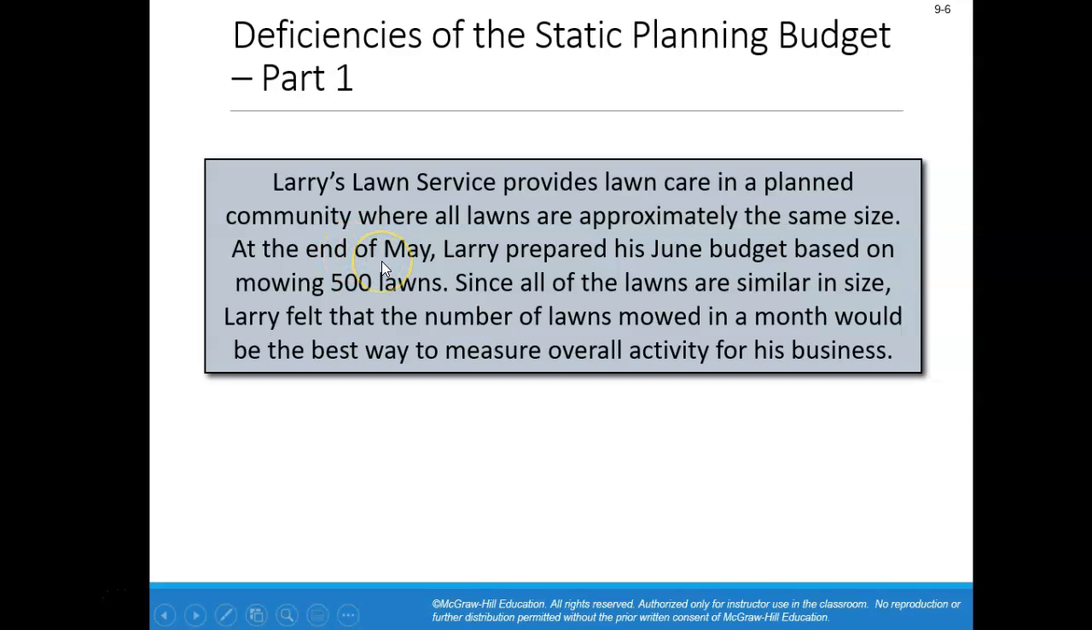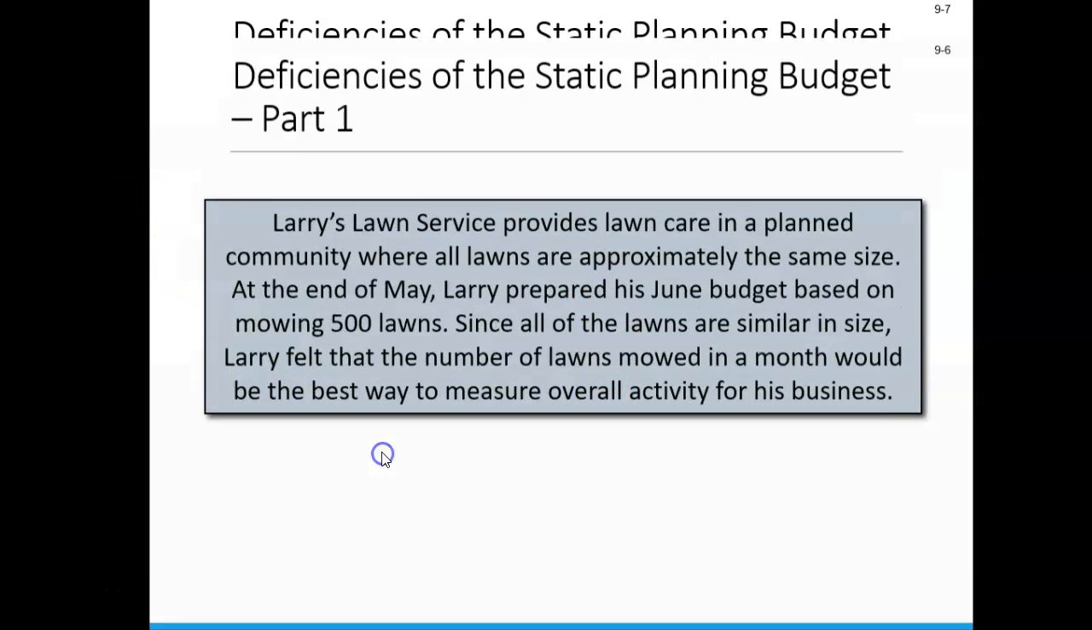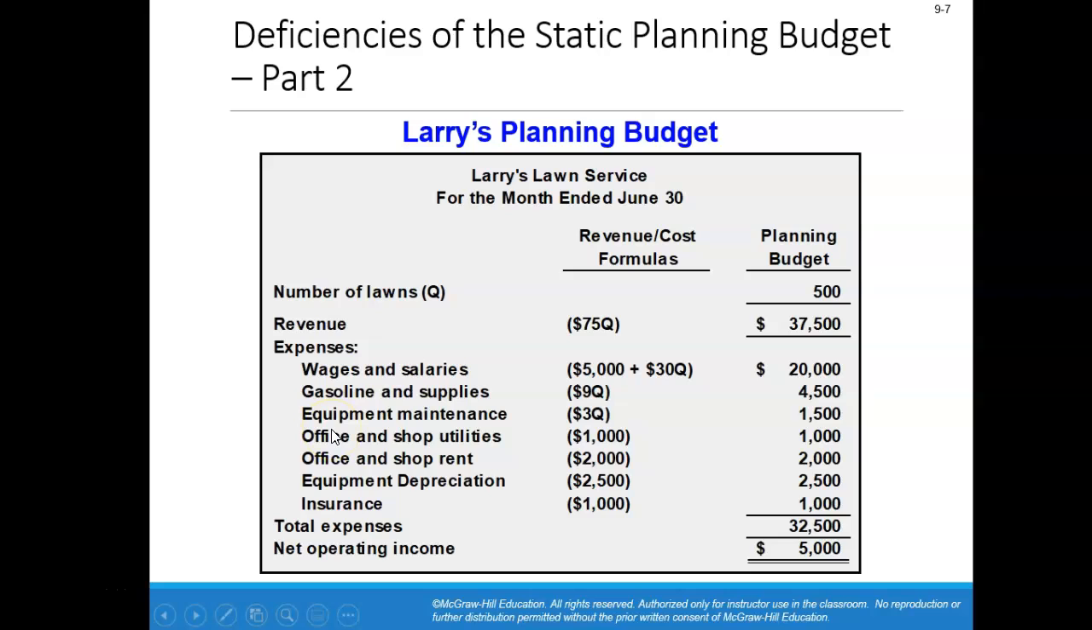At the end of May, he prepared his June budget based upon mowing 500 lawns. Now, since all the lawns are a similar size, Larry felt that the number of lawns mowed in a month would be the best way to measure overall activity. So remember, we said we're going to have one cost driver. For this illustration, the cost driver will be the number of lawns that Larry is going to mow within the month.